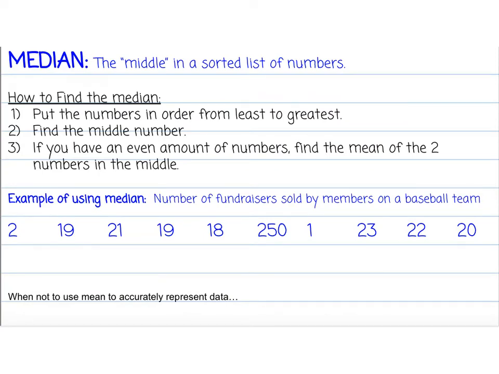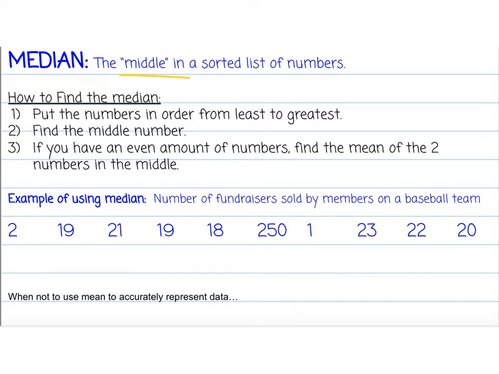Median. If you think about the median in the road when you're driving, that's the middle part. So the median is the middle number in a data set. How you find the median is you put the numbers in order from least to greatest. You just count through till you get to the middle and find the middle number. If for some reason you have an even number of total data, then you find the average or the mean of the two middle numbers.